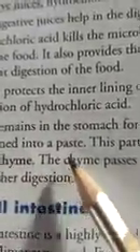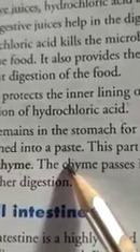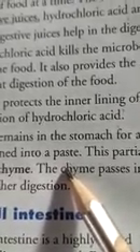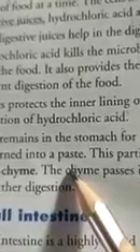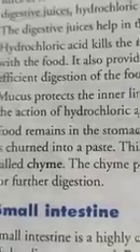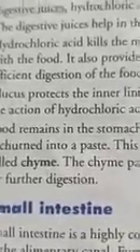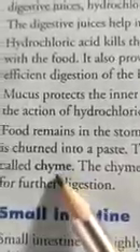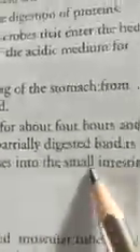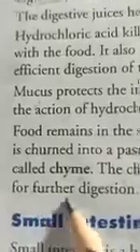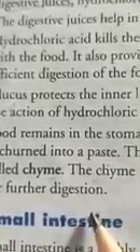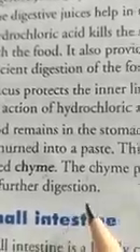Dear student, in this acidic medium, pepsin digests the proteins of the food into simple soluble substances called what? Peptones. And consequently the food is converted into a partially digested, semi-solid substance called what? Chyme. The chyme passes into the small intestine for further digestion. That chyme leaves the stomach and enters the small intestine.